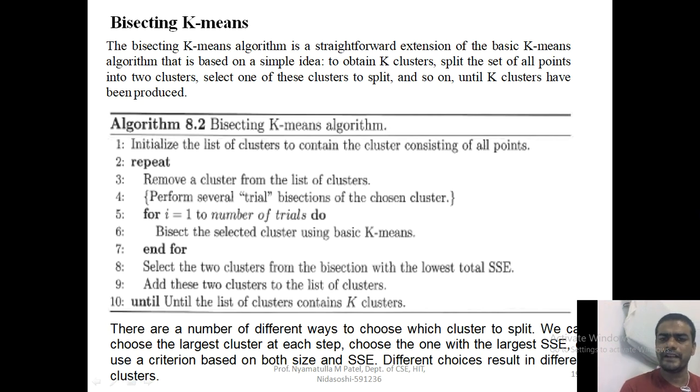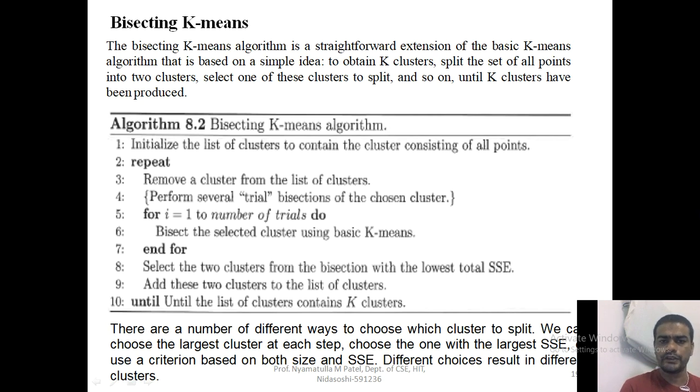Perform several trial bisections of the chosen cluster. So out of the clusters, take one cluster from the list, then perform several trial bisections of it. For i equal to 1 to the number of trials you want, so if you want 10 trials, then for i equal to 1 up to 10. Then bisect the selected cluster using the k-means algorithm. Then select the two clusters from the bisection with the lowest total SSE.